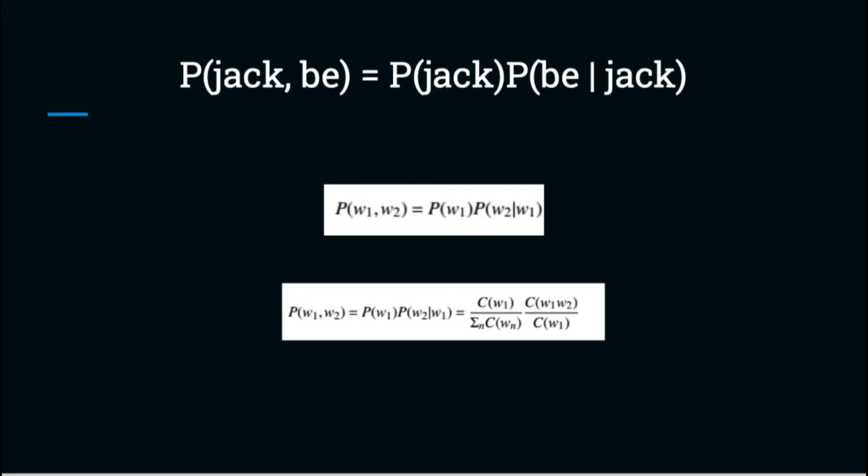And how we actually compute these probabilities is with the counts. So the probability of word 1 is the count of word 1 divided by the counts of all the words. And the probability of word 2 given word 1 is the count of the number of times word 1 followed by word 2 occurs, divided by the count of how many times word 1 occurs.